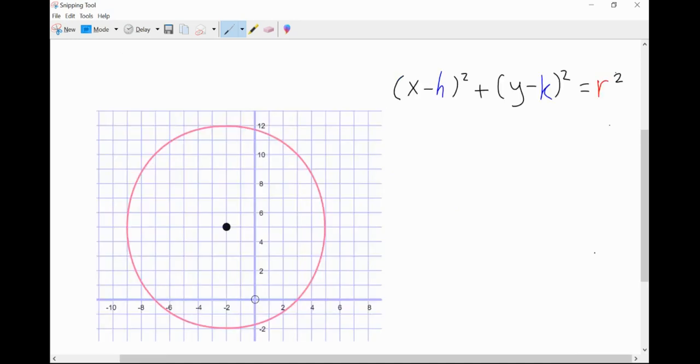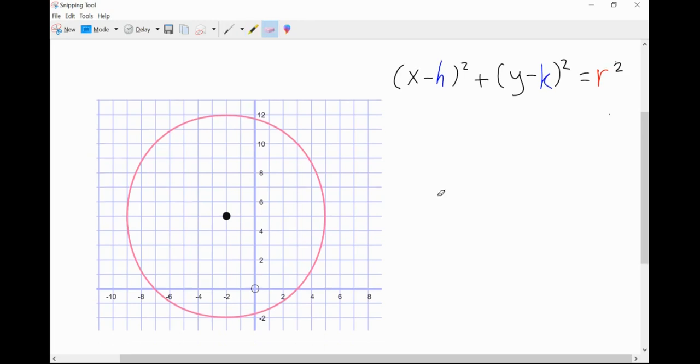Here is an example of a circle that is not at the origin, or not at 0, 0. The center is somewhere else. So we're going to take a look at how to write the equation of a circle when the center is not at the origin, or not at 0, 0. The first thing we're going to take a look at is the general formula, which is right here. This is the general formula of a circle.